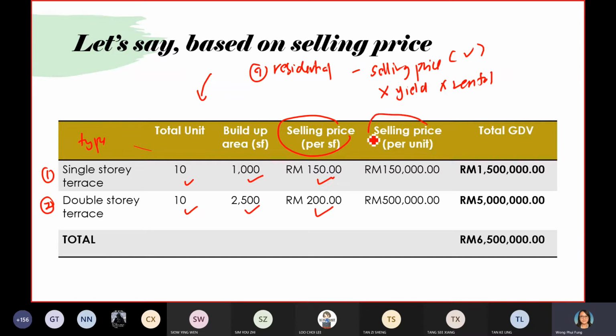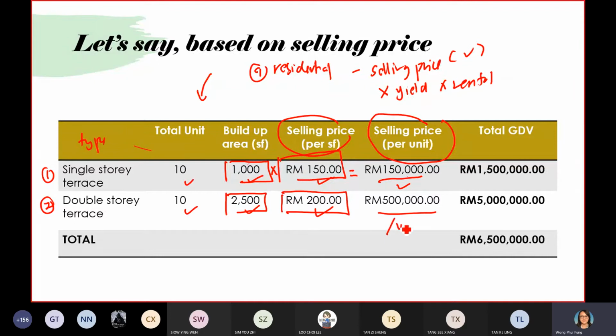So selling price per unit, which means I use the built-up area times my selling price. So you multiply, and you get this one. This is the single story per unit. So let's say if anyone wants to buy my single story, you need to pay 150,000. If you want to buy double story, you use this one times this one, then you have to pay 500,000. This is per unit.